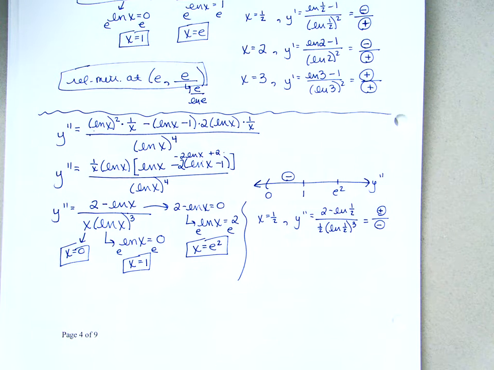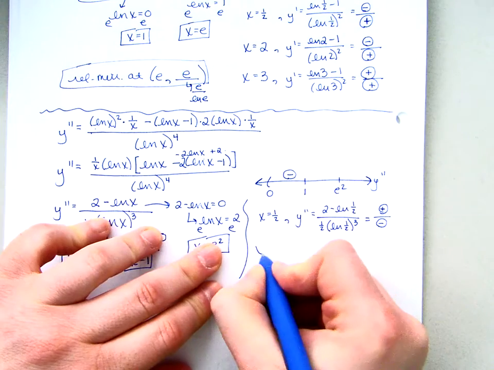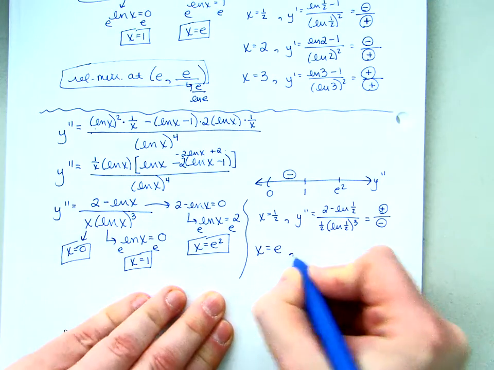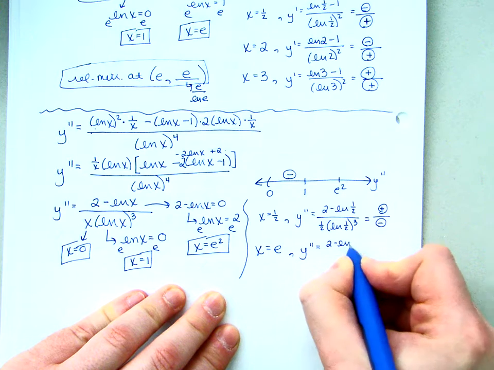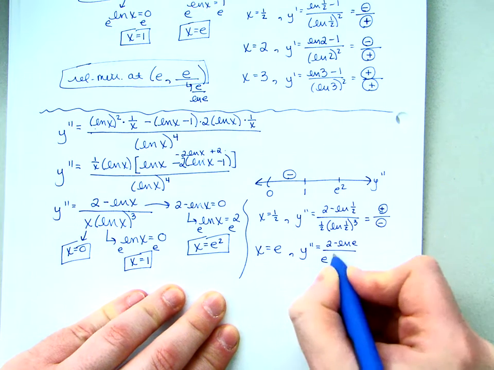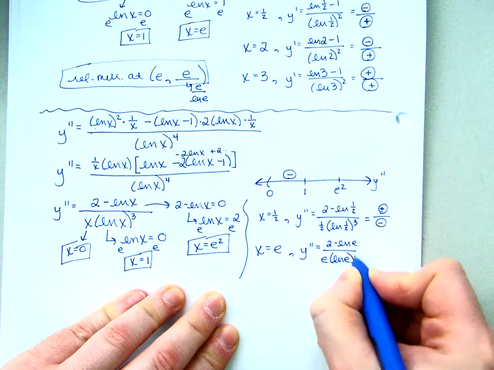As for the next region, there is a really good number to plug in between 1 and e squared, which is maybe not obvious. e would actually be a lot nicer to plug in than 2 or 3 or something like that. I'm going to plug in e. Actually, you take a moment and plug that in and see what happens. 2 minus the natural log of e over e times the natural log of e cubed.